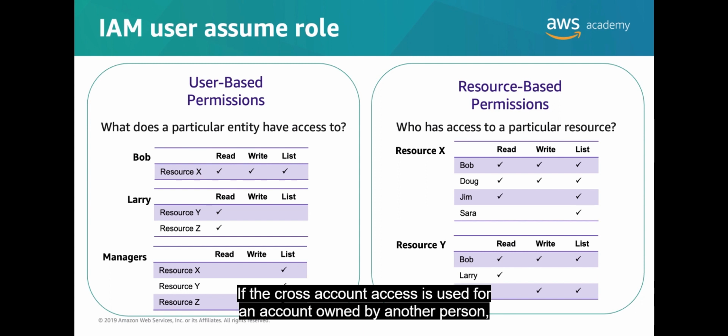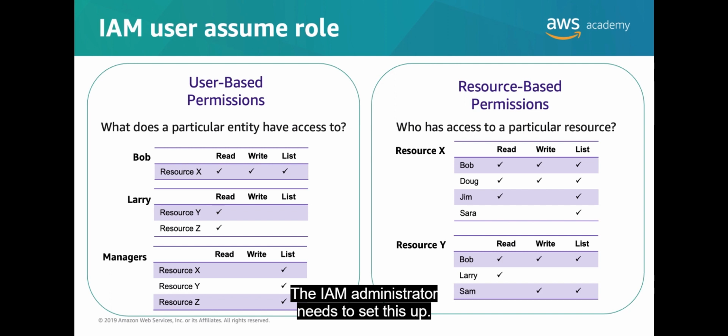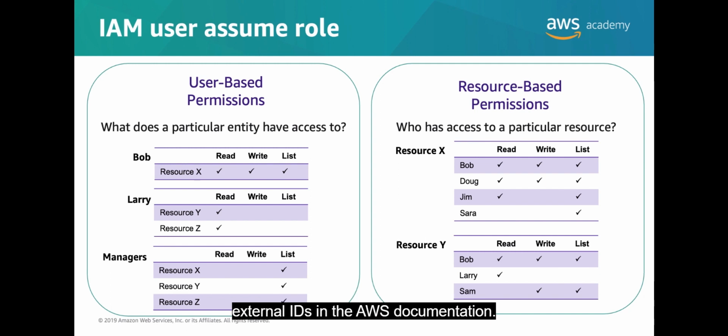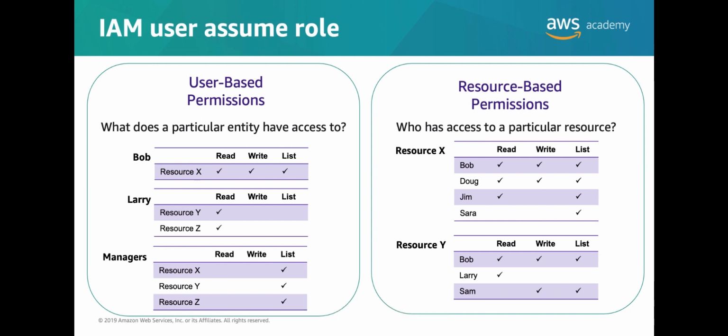If the cross-account access is used for an account owned by another person, it is a best practice to provide a shared secret known as an external ID. The external ID prevents one AWS account from acting as an account broker and handling the credentials for another account to a third account. The IAM administrator needs to set this up. To read more about how to use external IDs, search for external IDs in the AWS documentation.